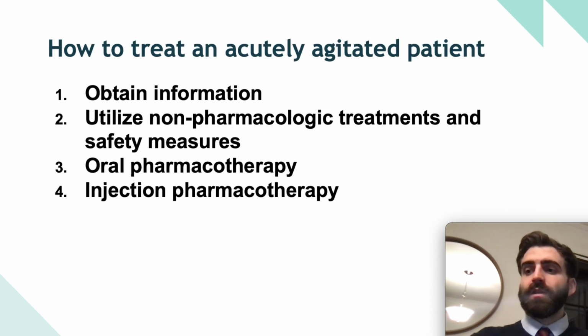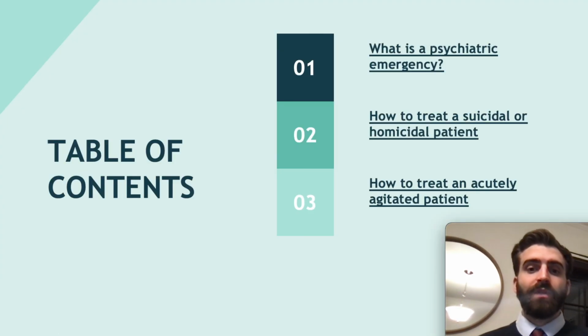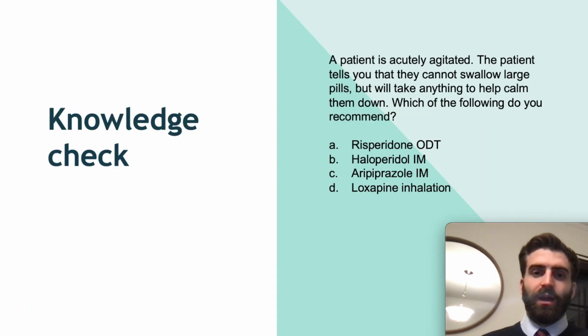So now we've looked at the 4 parts of treating an acutely agitated patient. Obtain information if you can, utilize non-pharmacologic treatments and keep yourself safe, use oral medications if you need to, and then use injection medications if the patient's very severe. So this finishes the 3rd section of the presentation, and I wanted to end with a final knowledge check question.